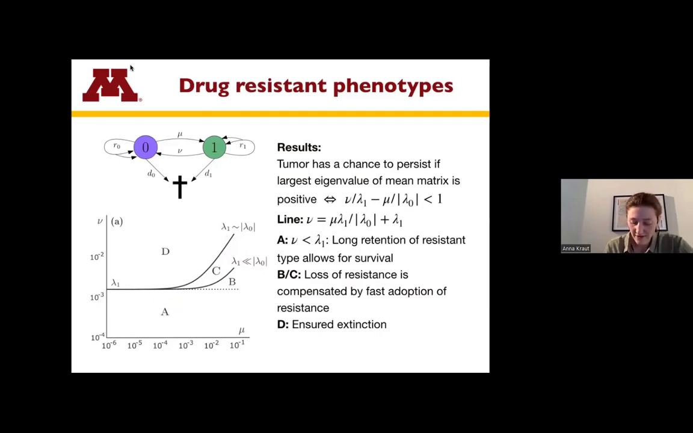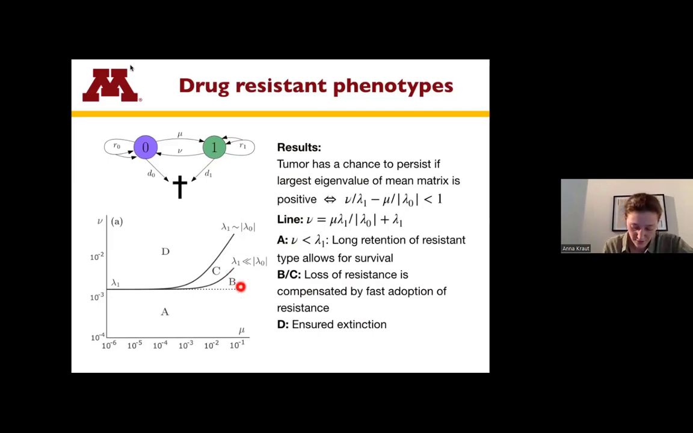And so in this A region, the tumor can survive simply because the rate of reactivation is smaller than the net reproduction rate of the tumor. So what that basically means is that the cell can divide and produce offspring before it switches back to the active state. So just the resistant population by itself can grow.